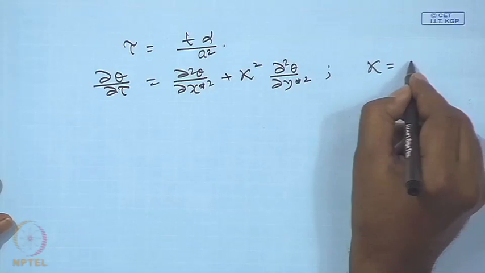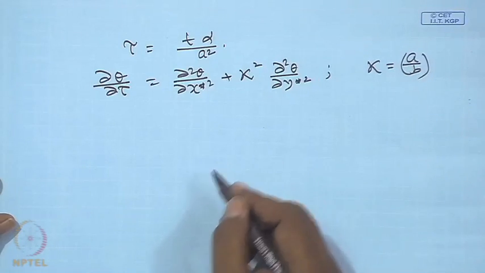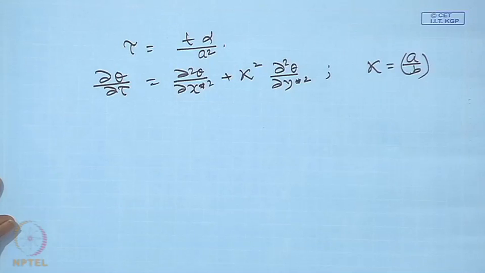Where kappa is equal to a by b, the geometric factor. Okay. Now, let us make the boundary conditions non-homogeneous, the dimensionless.